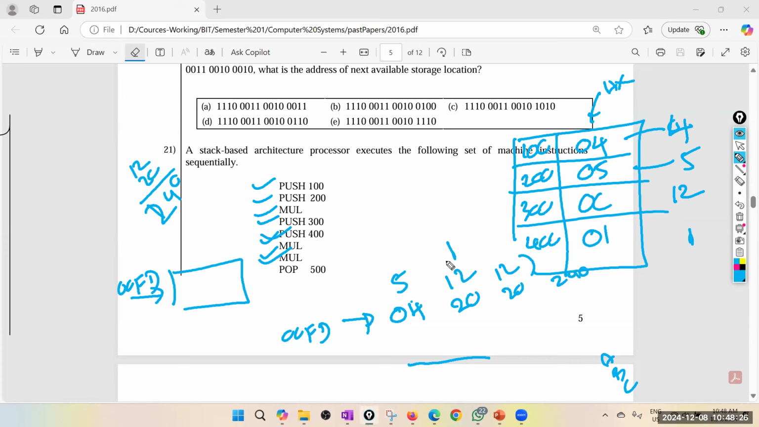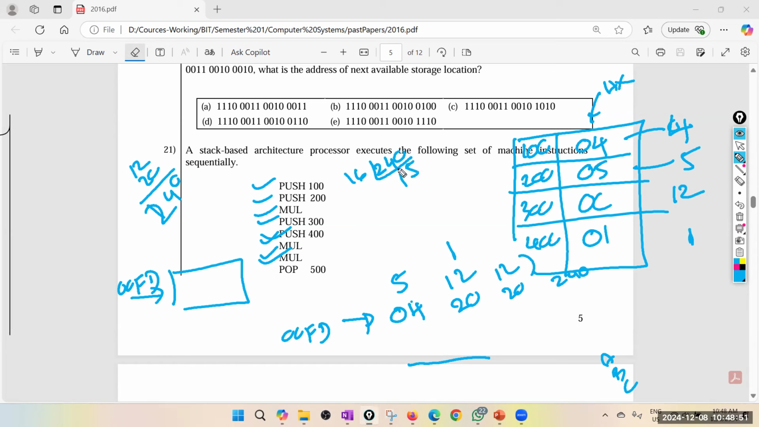Pop it to 500. So to the memory address 500, now you pop this, but in the memory it will be in hexadecimal because all are hexadecimal. So therefore, what is 240 in hexadecimal? Convert it into hexadecimal. Divide by 16.